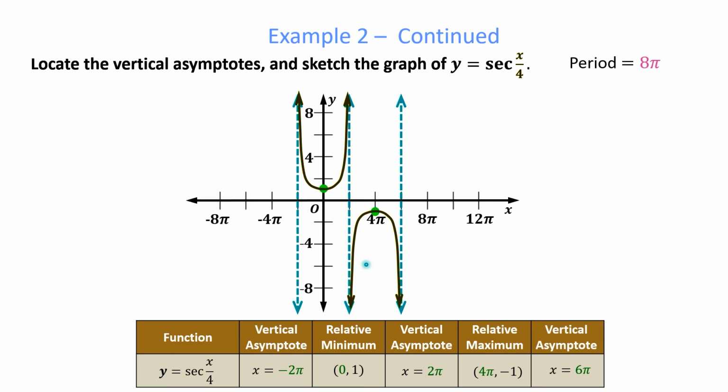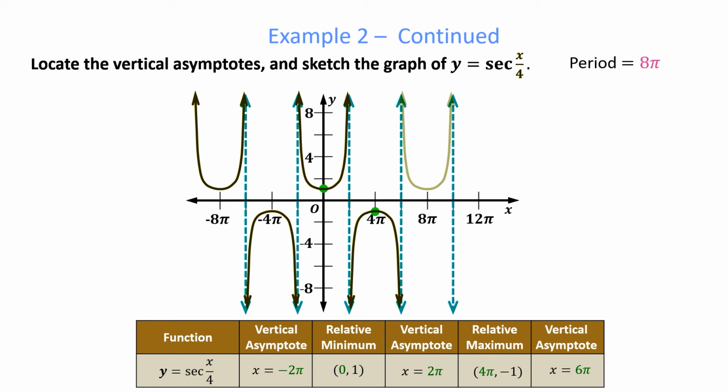And then we simply make another cycle of this graph to the left hand side like so, and then to the right hand side like so, and this will complete the graph that we're looking for.